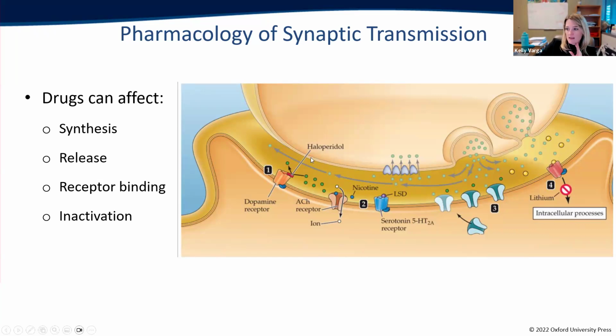These are just examples. You don't have to know these in particular, but these are some different drugs that we may have heard of and some that we're for sure going to talk about in this class. And you can see where their effects are. Haloperidol, a very powerful antipsychotic, is binding to dopamine receptors. Nicotine is going to activate these ACh receptors. LSD is going to have an effect on serotonin receptors.